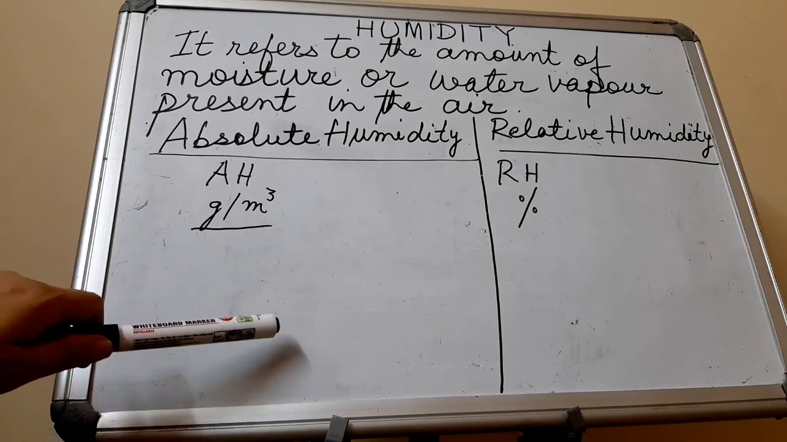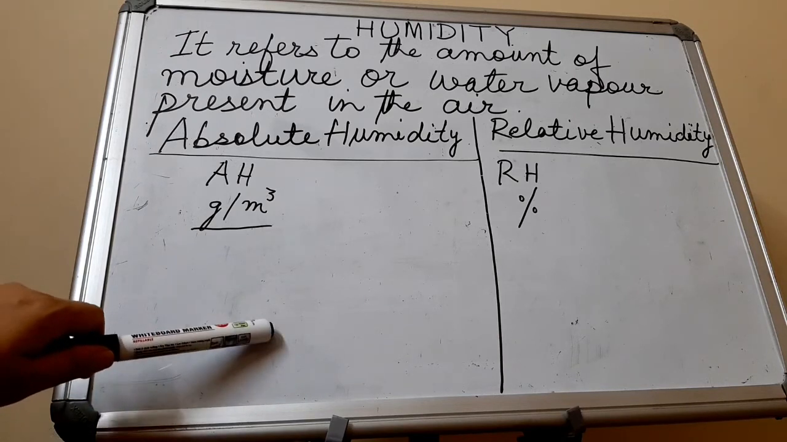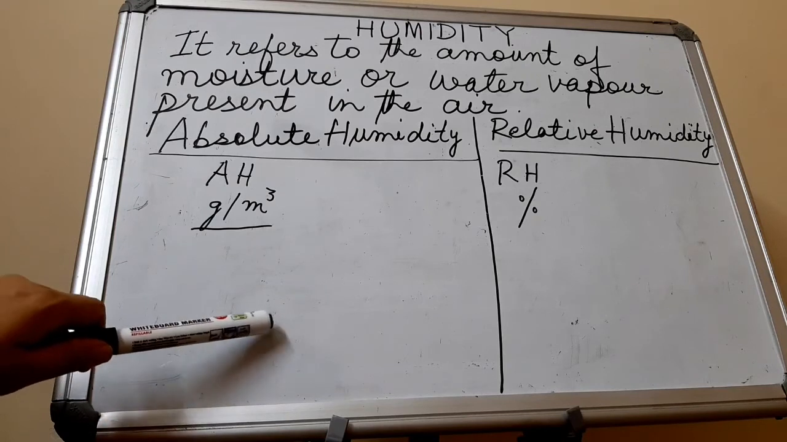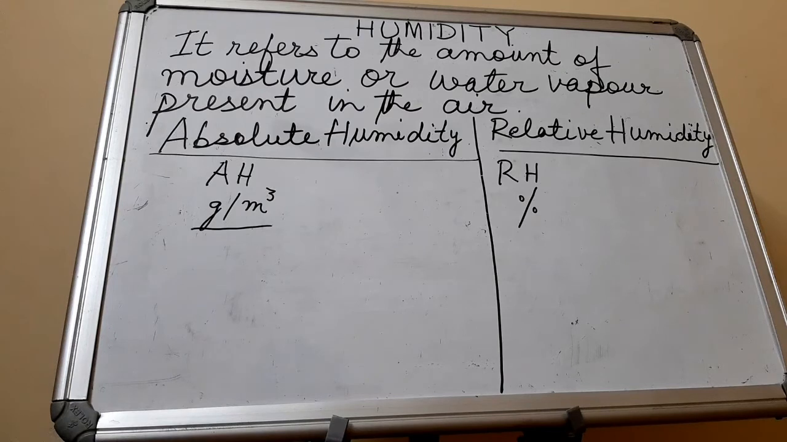Now, what is saturated air? When the air is filled with water vapor to its full capacity, such air is called saturated air. That means such air has no room for more water vapor. And once air gets saturated and it gets condensed, it will cause precipitation or rainfall. So this is about the concept of humidity.